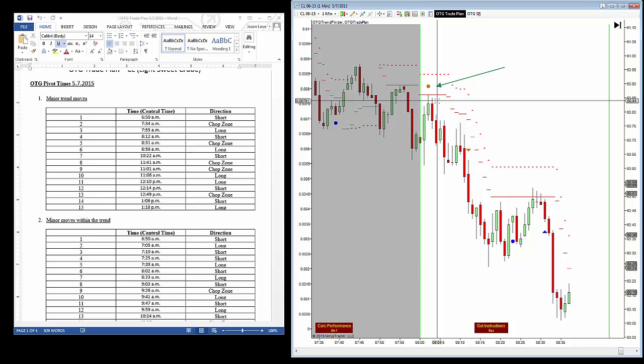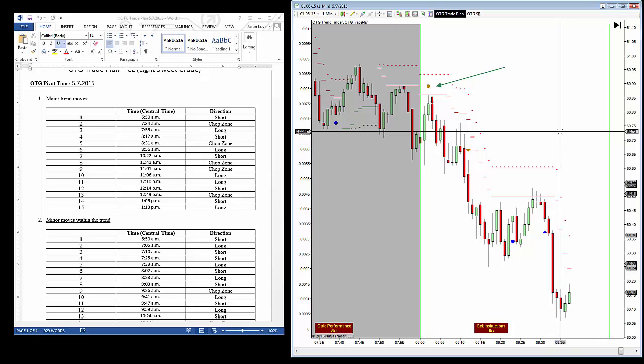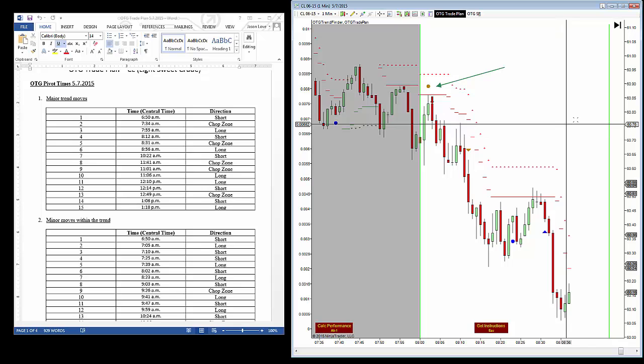So in this case, I'm going to mark that valid entry. It's the open of this next bar. I'm going to mark that valid entry as a short with a red triangle right there, or a red arrow to the downside. Okay, we're going to go through and mark this chart up. This was the 7th. We're going to look at the 7th and the 8th.